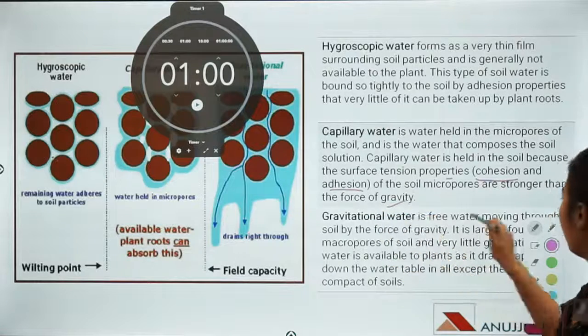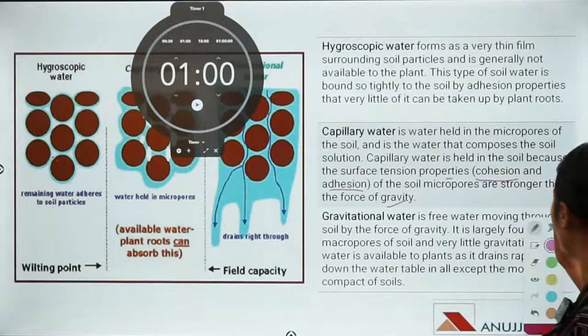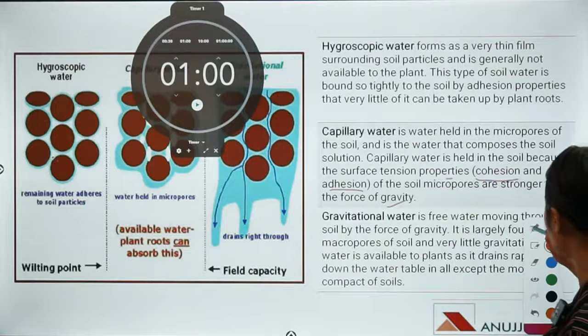The third one here is gravitational water. Gravitational water, as the name suggests, just give me a moment.